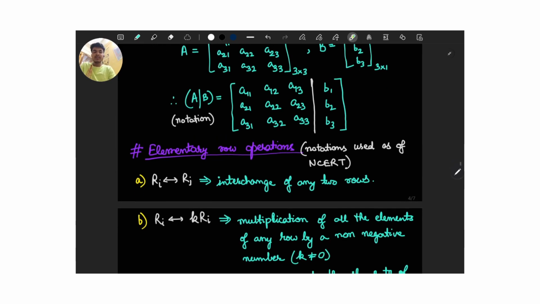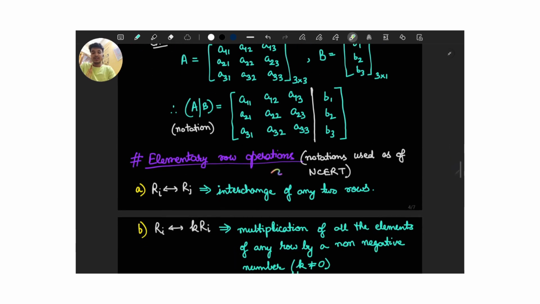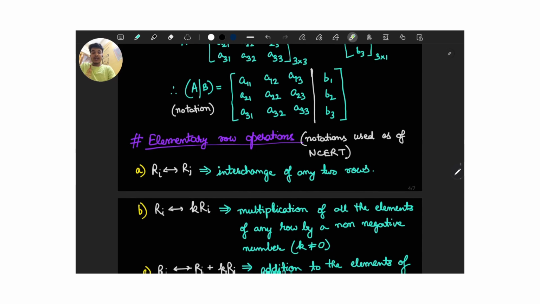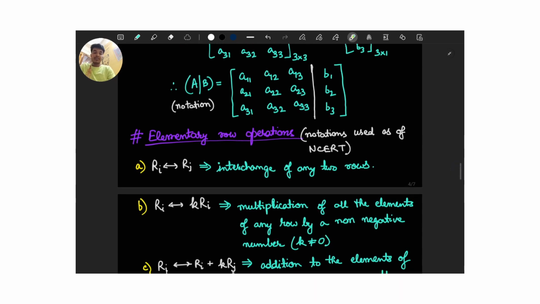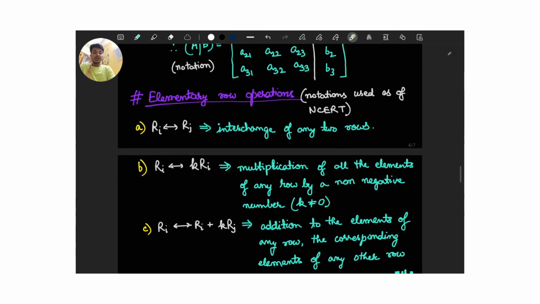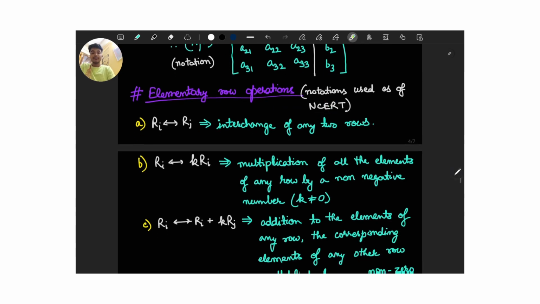Now we have learned the concept of augmented matrix. Now the second concept that will be used in this method is the method of elementary row operations. I have actually written all those things which have been mentioned in your NCERT only, because those are the basic or fundamental row operations that we are going to use even in this method. Nothing other than that will be used. So I've used the same notations as NCERT.